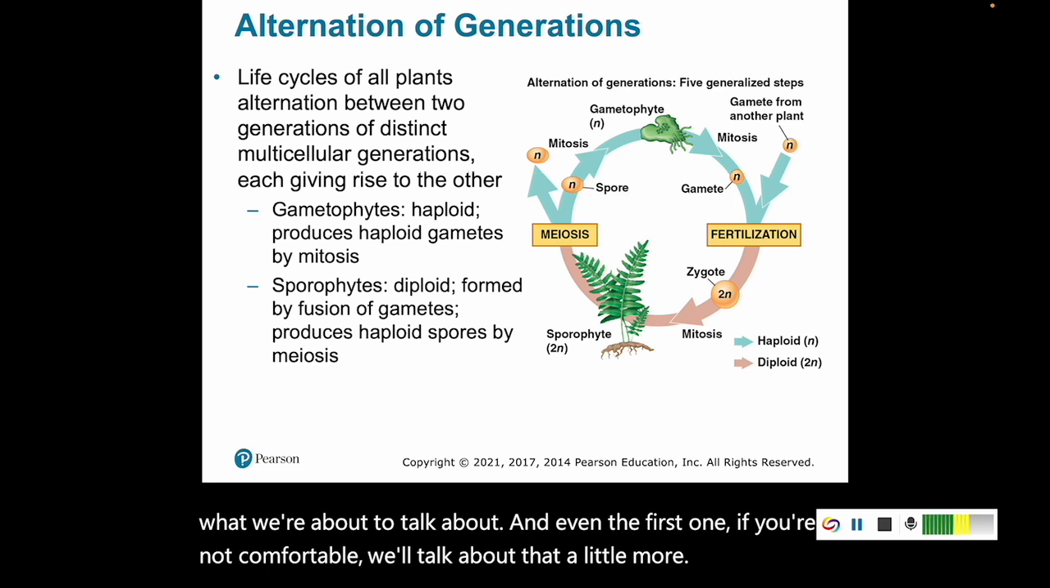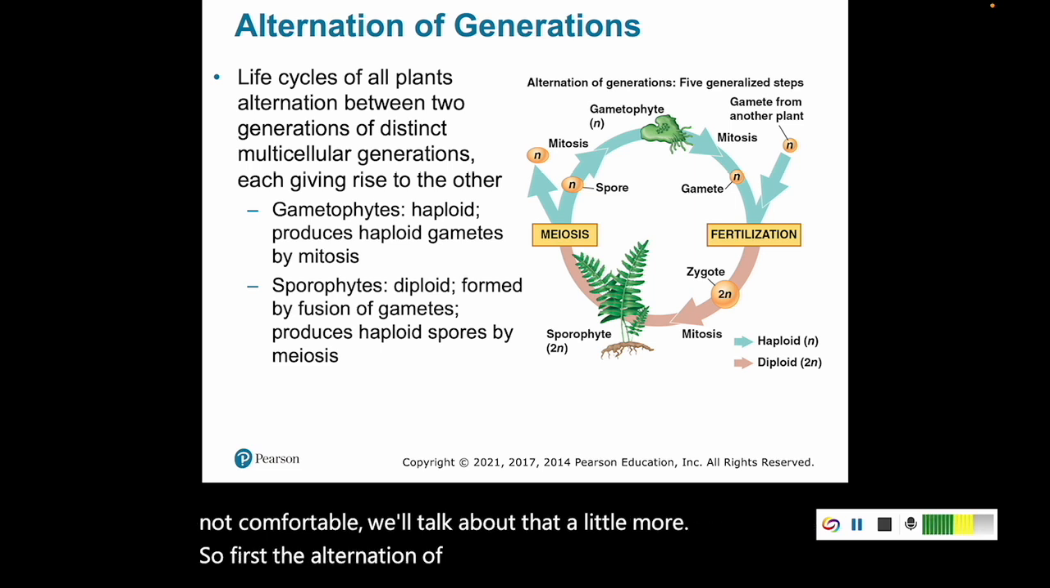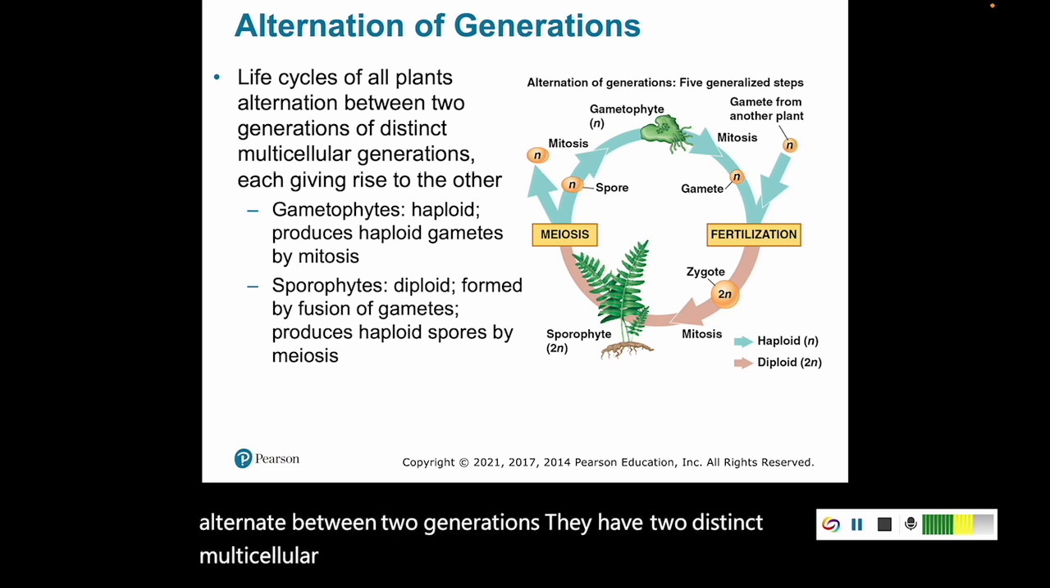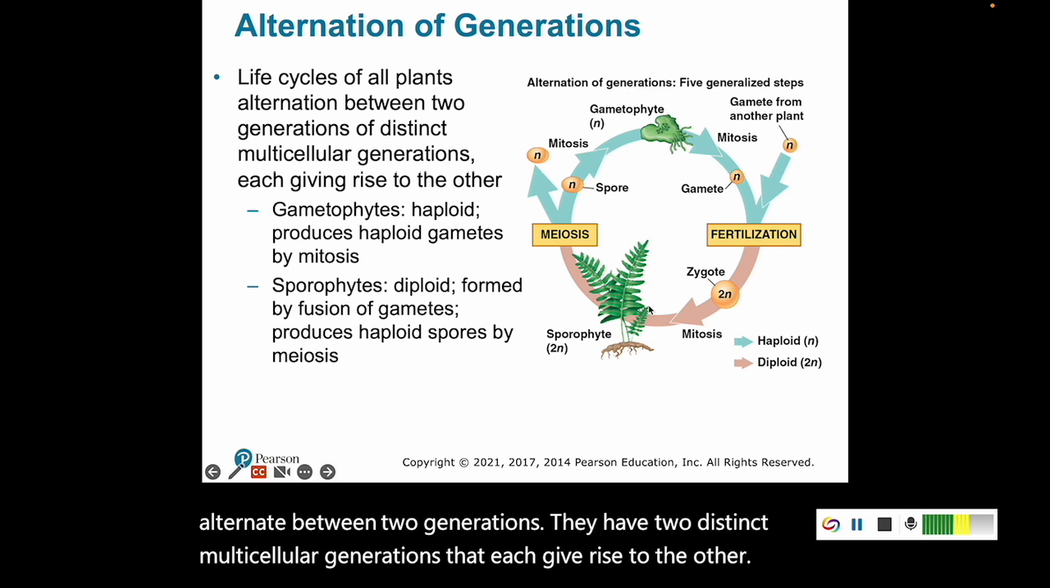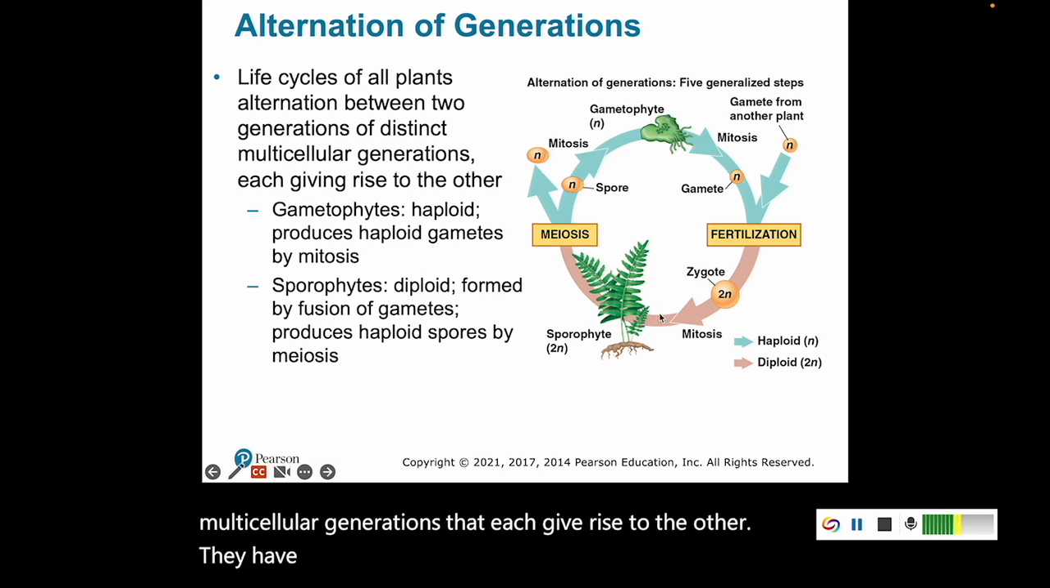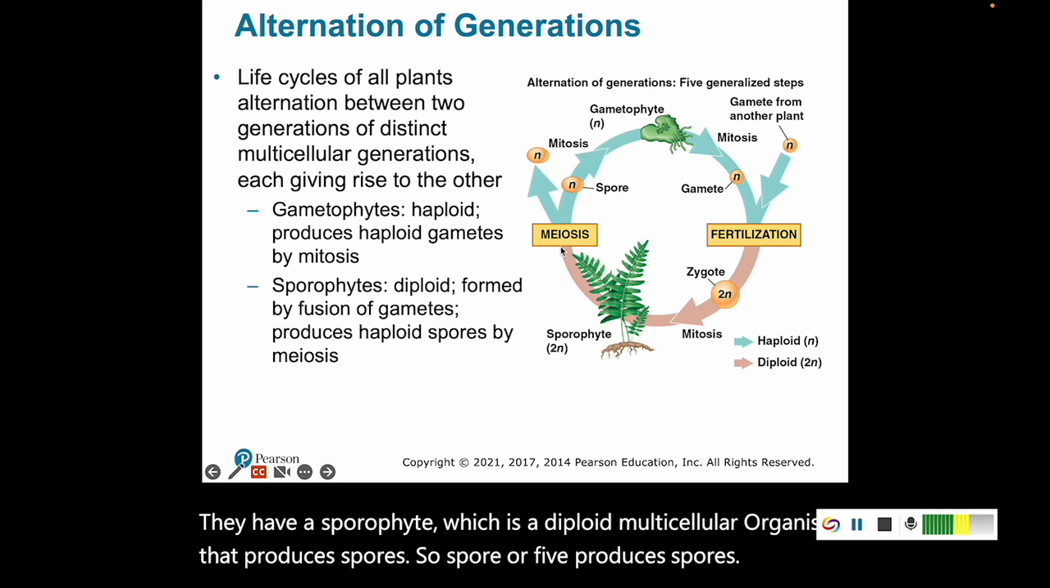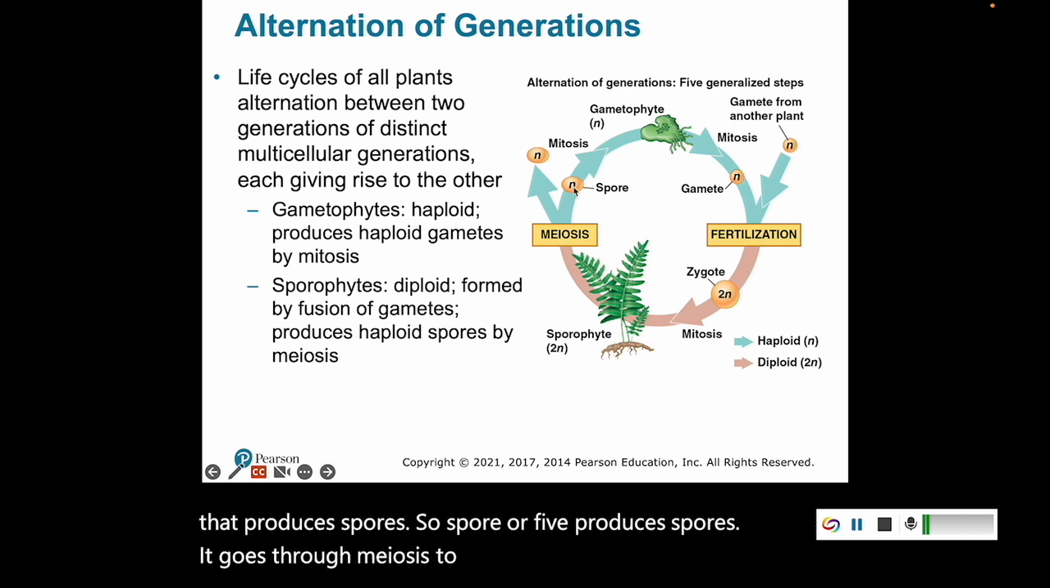So first, the alternation of generations. Life cycles of plants alternate between two generations. They have two distinct multicellular generations that each give rise to the other. They have a sporophyte, which is a diploid multicellular organism that produces spores. So the sporophyte goes through meiosis to produce spores.